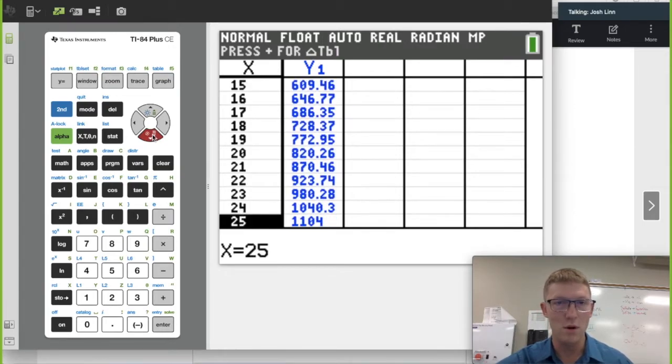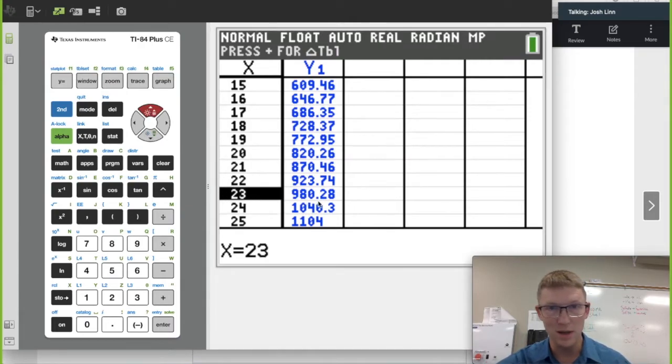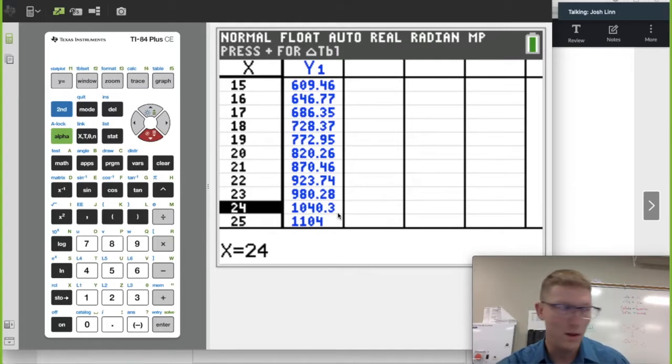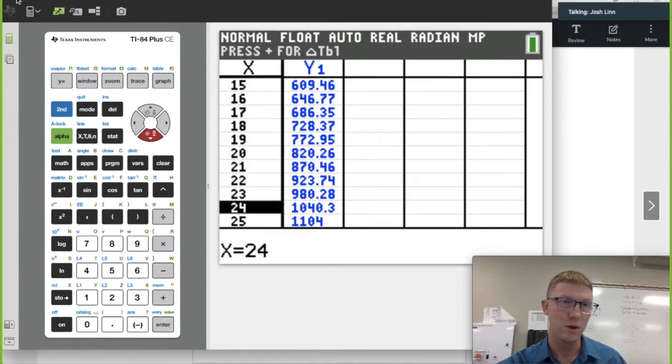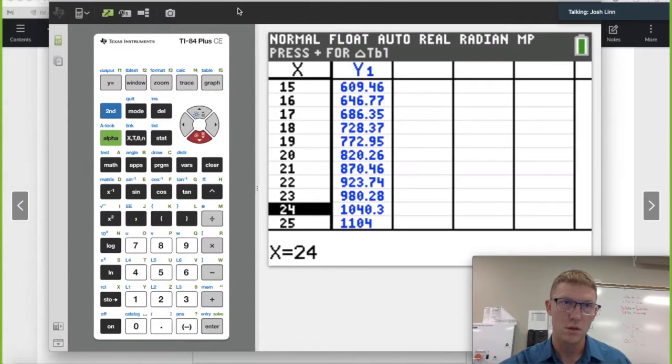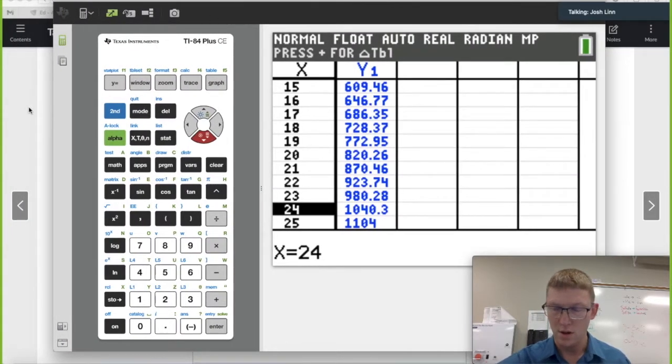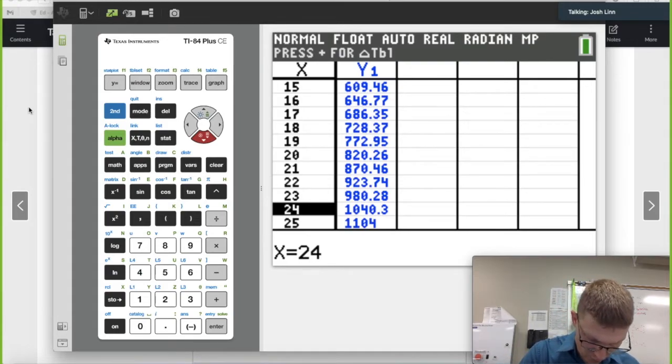So again, we want to know when it hits 1,000, right? So at 23, it's 980. At 24, it's 1,040. So it's pretty close to 24. So we can solve it that way. Too easy, right? Let's get this out of the way. I'm going to write down that number, 24.